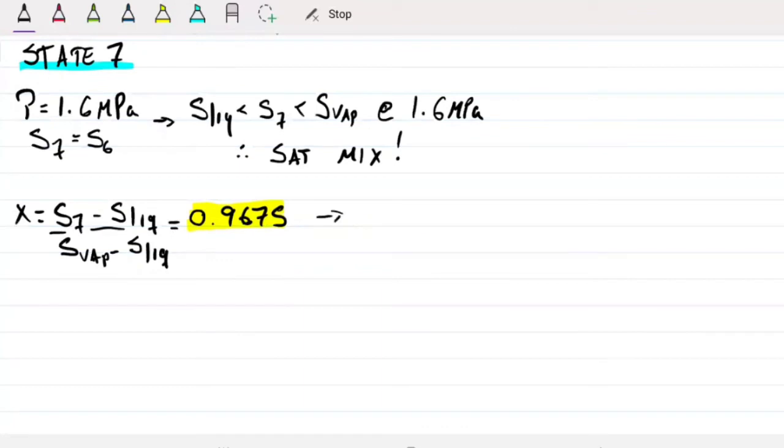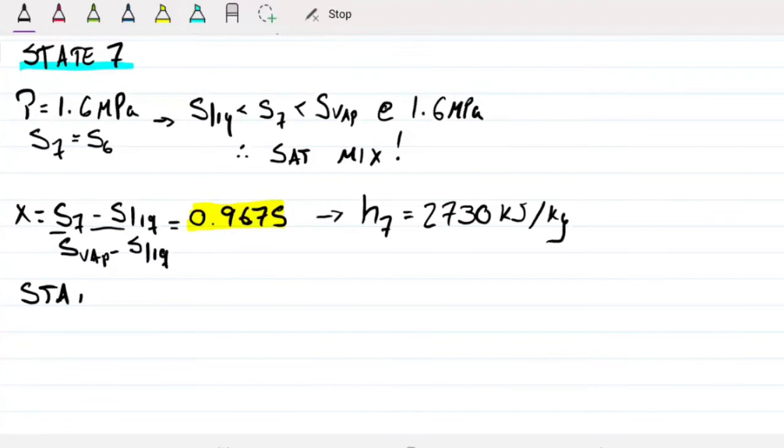With this, we can go ahead and calculate our enthalpy 7. And enthalpy 7 would be 2730. Not 2010.